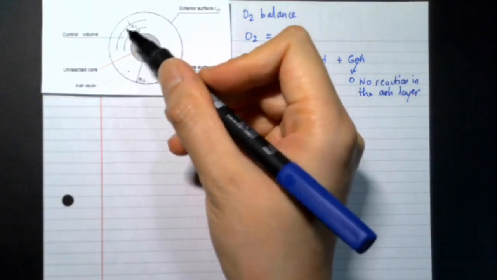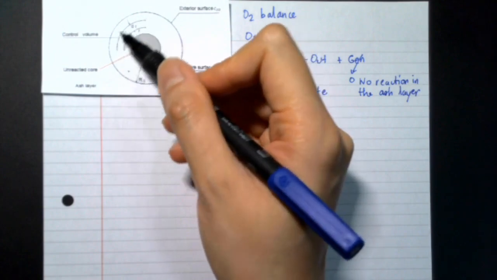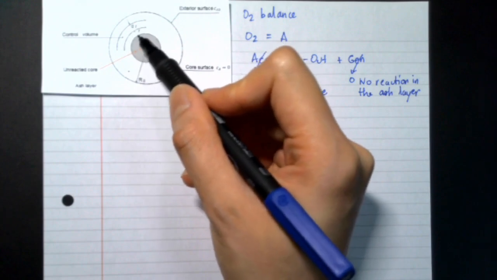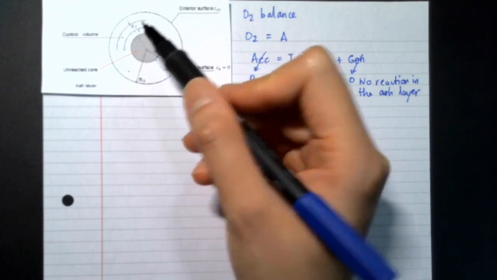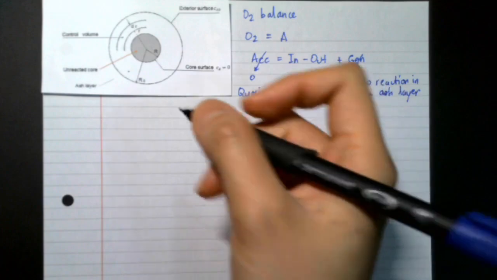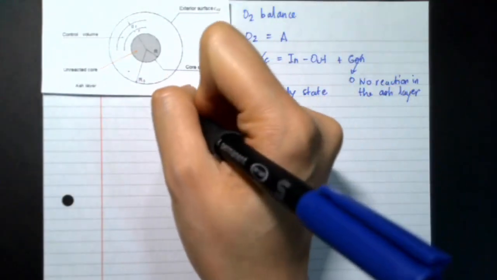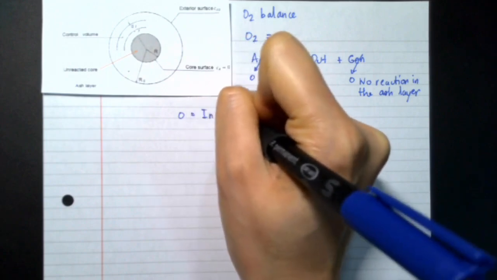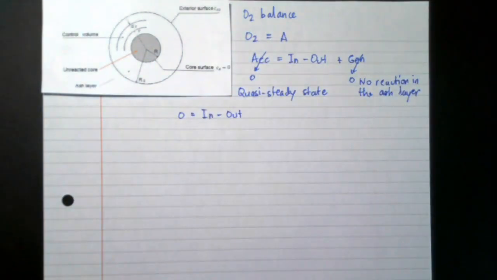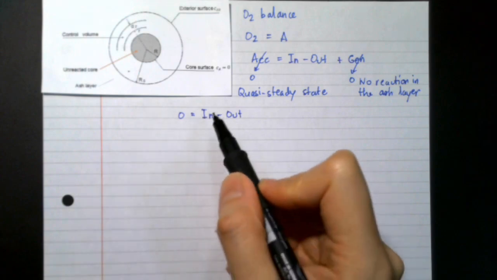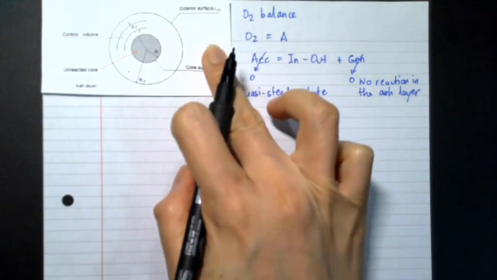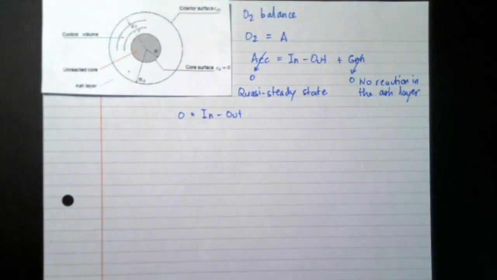So in the ash layer, we assume that all of the carbon has been burnt already. The reaction is only taking place on the surface of the core. So in our material balance, we only have 0 equal to in minus out. So we just have to write the incoming and outgoing flow rates in terms of the fluxes multiplied by the surface area normal to the flow.